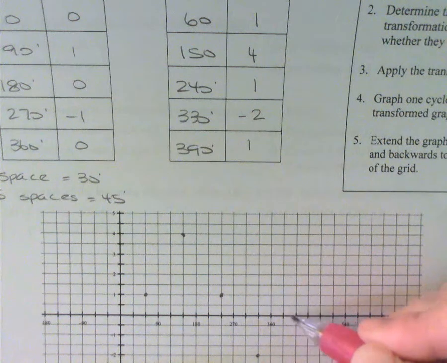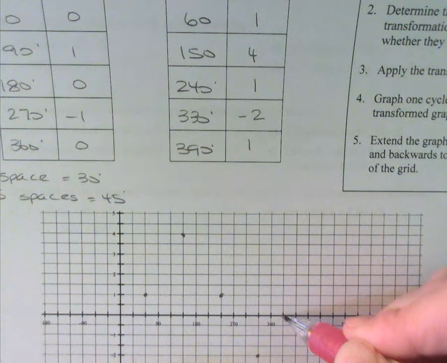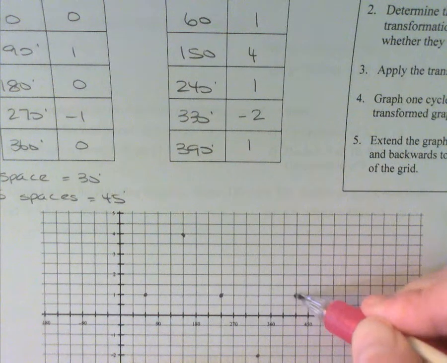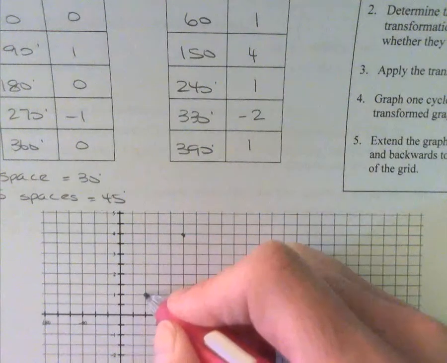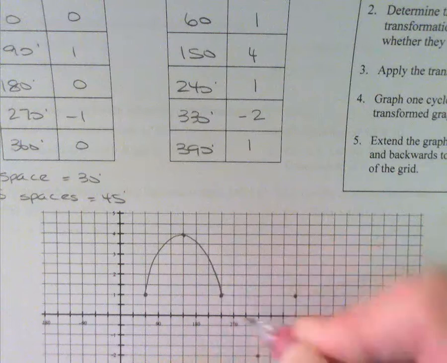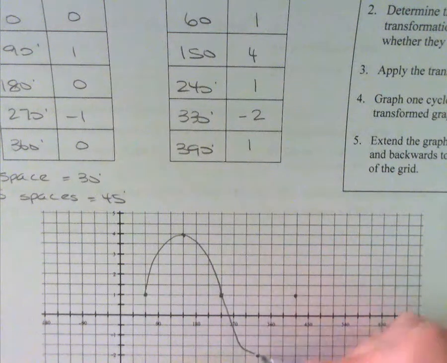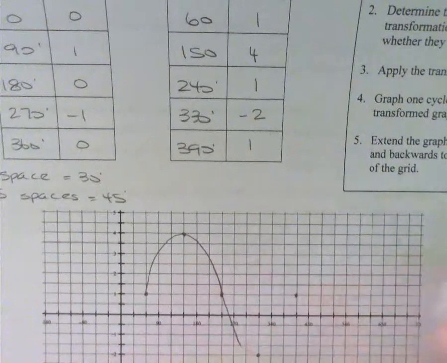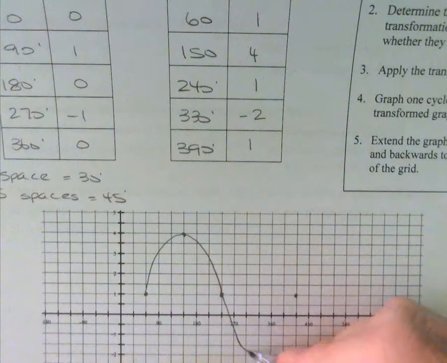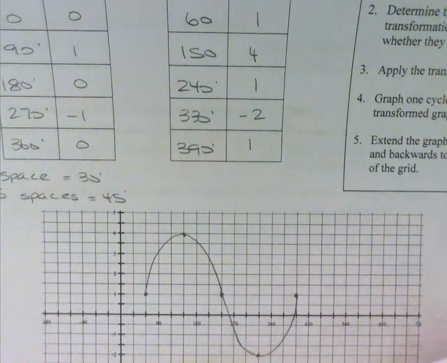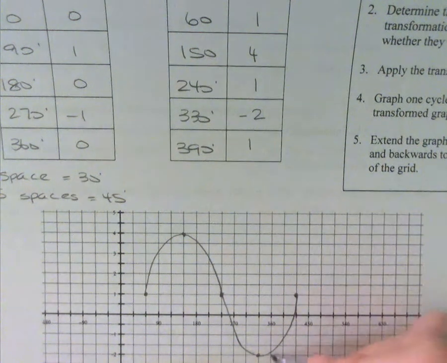And we have, there we go, back at 1. Okay, so they need to be curvy, not pointy. Do the best you can. You may have to erase. And there's one cycle. So now I know it's 3 spaces between each point.